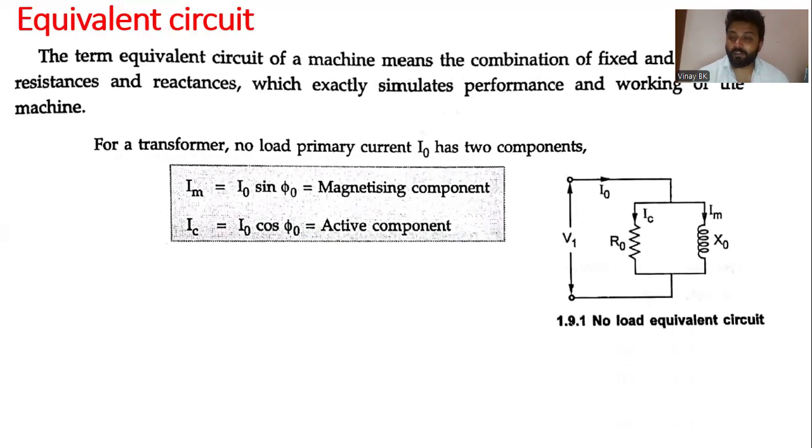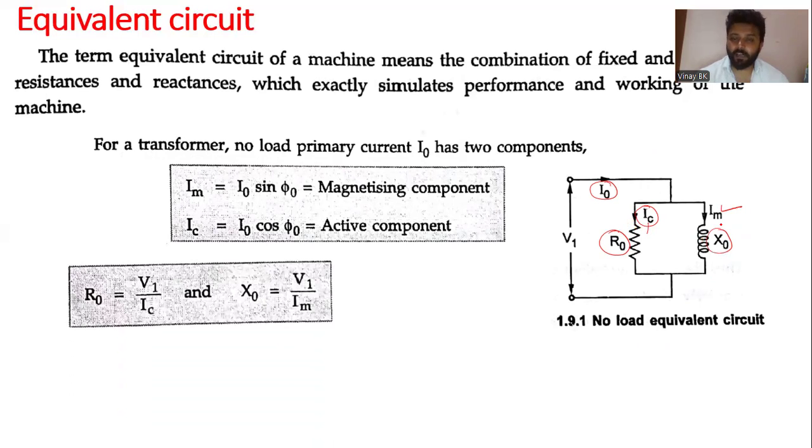So you can see a no load equivalent circuit. It has V1 and the no load primary current, and it has two components. You can see IC. It is responsible to produce core loss, meaning where there is a resistance there is a loss, so that will be a resistance R naught, responsible to produce core loss. Where there is a reactance there is flux linkage, so you can see X naught, it is responsible to produce alternating flux. So this is a no load equivalent circuit.